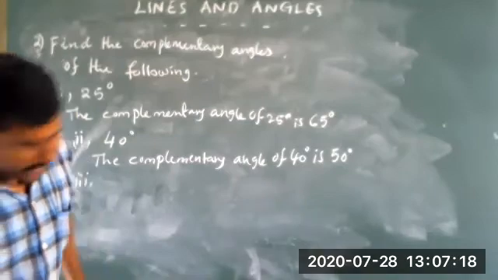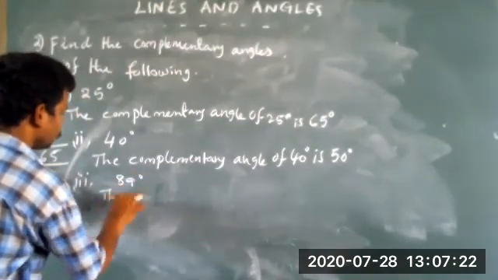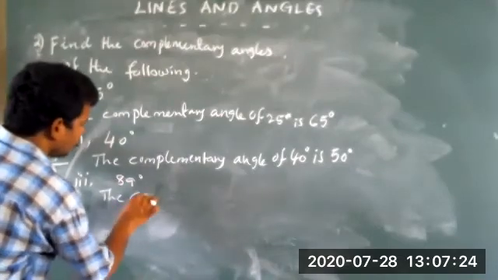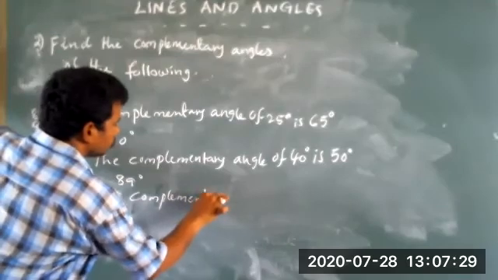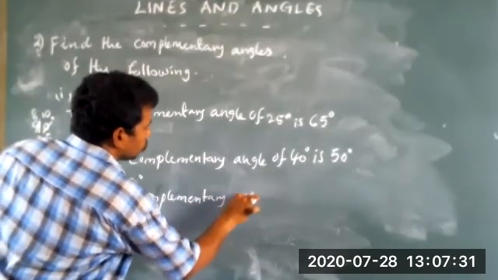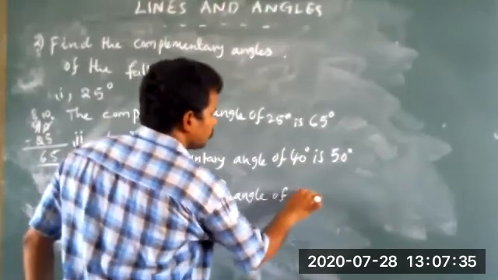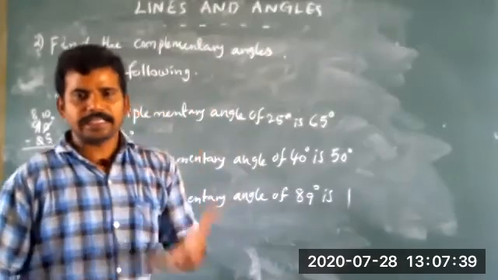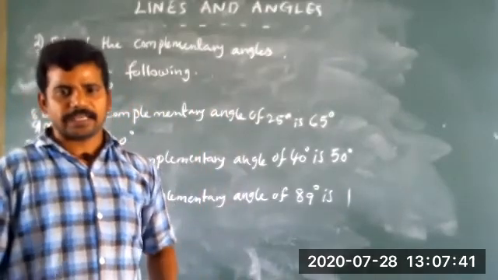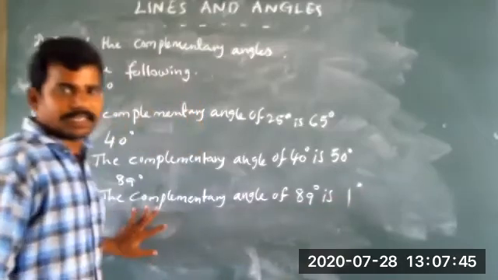89 degrees is given. So the complementary angle of 89 degrees is equal to 1. Why? Because 90 degrees minus 89. How much, children? 1 degree. So this is the 1 degree.